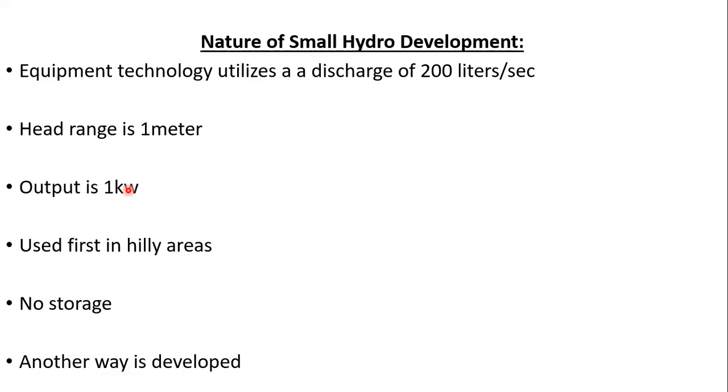So the grid line will normally be far away, hence it has to be locally developed. This is the first type, used in the hilly areas. And coming to the second type, the head available is low and the discharge has to be large, which will be economically viable. And this development takes place on small rivers, irrigation outlets, canal falls, etc.